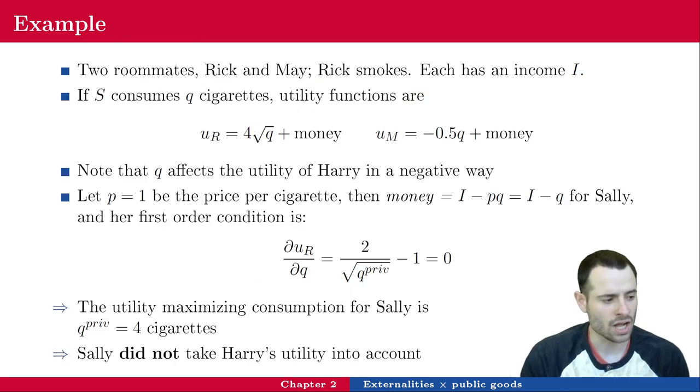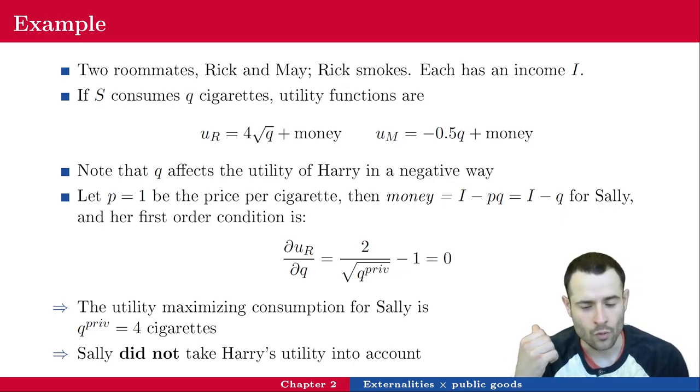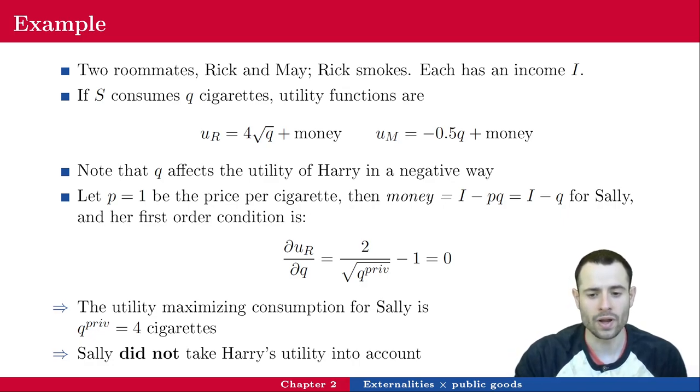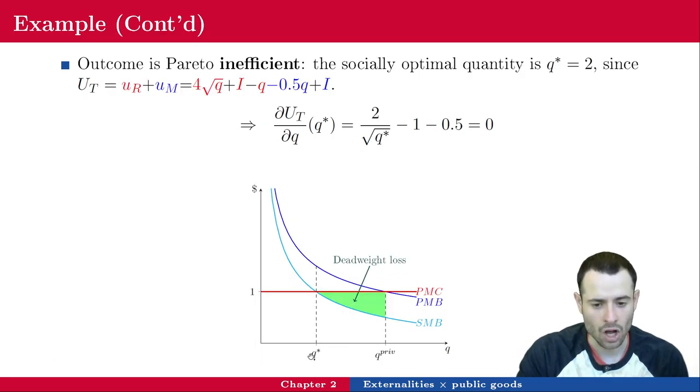Somebody asks in the chat, what does this derivation tell us? What derivation? Please try to be precise in the chat. No, precisely, if Rick does not take into account May's utility, it is not Pareto efficient. Qpriv is not Pareto efficient. Q star is Pareto efficient.